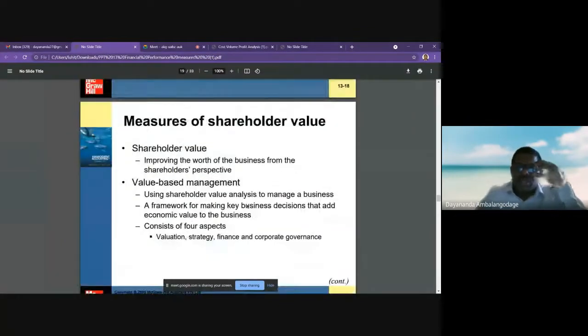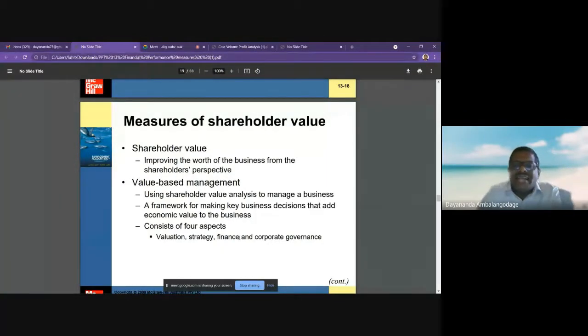Also, valuation, shareholder value depends on different aspects. Corporate governance is the total approach to managing your business. Your values, ethics, top management, controls, board structure, board composition, all come under corporate governance. The finance aspect is how you finance: debt, equity.